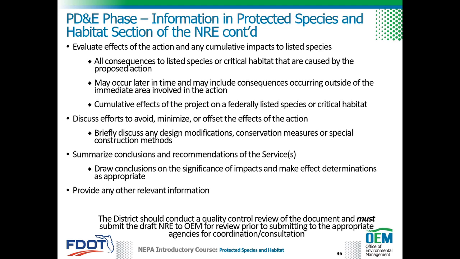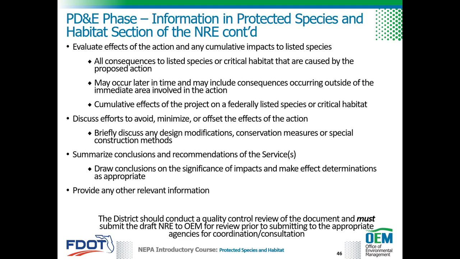9. Discuss efforts such as precautionary measures, design modifications, or conservation measures that will be taken to avoid, minimize, or offset the effects of the action on a federally listed species, candidate species, or critical habitat. 10. Draw conclusions on the significance of impacts to federally listed species and critical habitat within the action area. 11. Any other relevant information. The 11 items just discussed are used by the district to come to an effect determination for each federally listed species and designated critical habitat to be included in the NRE.